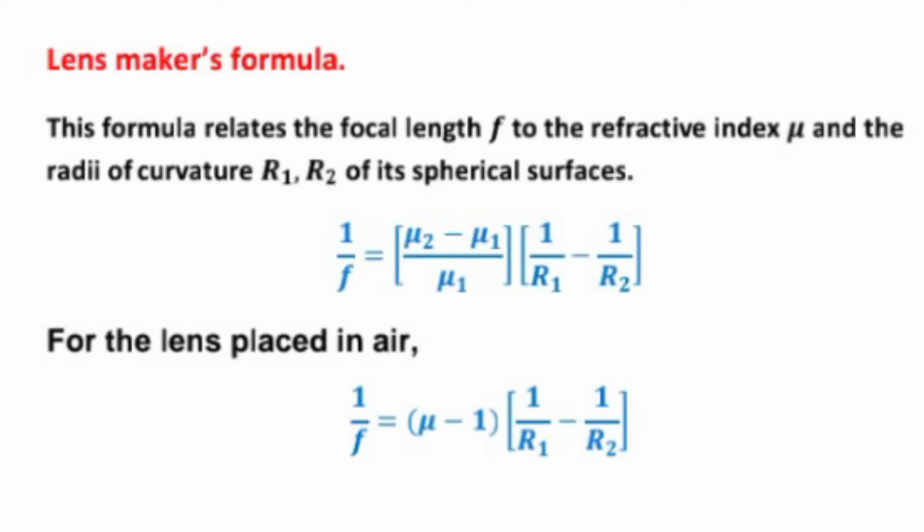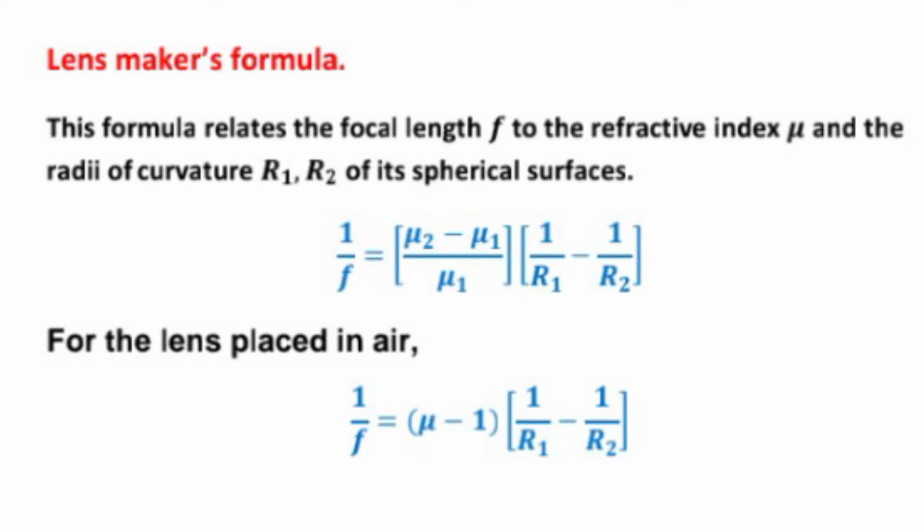Second principal focal length will be equal to f2 equal to mu2 r upon mu2 minus mu1. Lens maker's formula. What is lens maker's formula? This formula relates the focal length f to the refractive index mu and the radii of curvature r1 and r2. 1 upon f equal to mu2 minus mu1 upon mu1 under the bracket 1 upon r1 minus 1 upon r2. For a lens placed in air, 1 upon f equal to mu minus 1 under the bracket 1 upon r1 minus 1 upon r2.